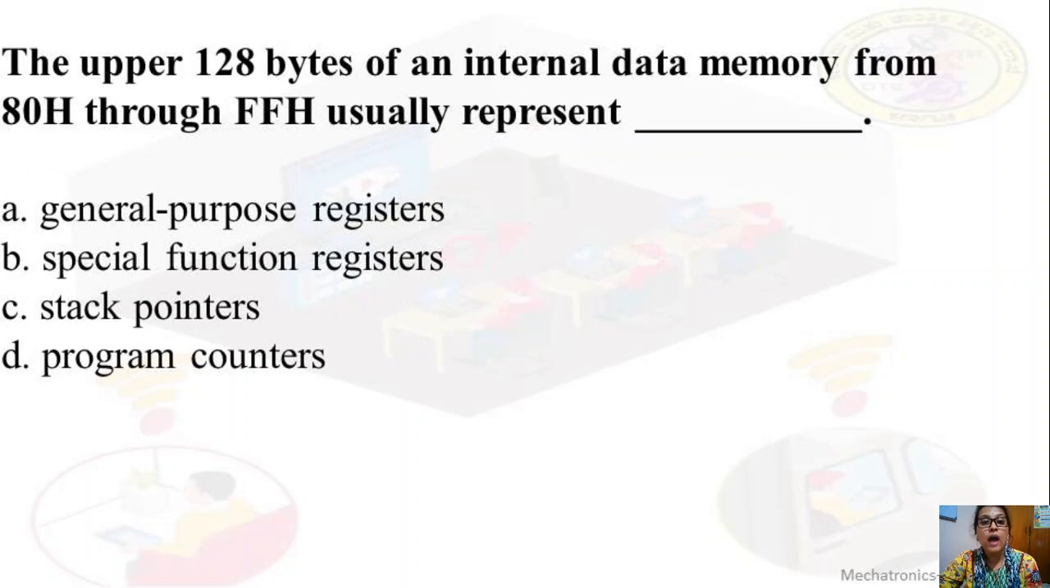So next, the upper 128 bytes of an internal data memory from 80H through FFH usually represent general purpose registers, special function registers, stack pointers and program counters. What is the address of the internal data memory, that is upper 128 bytes 80H to FFH, that was used for special function registers? General purpose registers, stack pointers and program counters come under special function registers. So for special function registers, the address is from 80H to FFH.